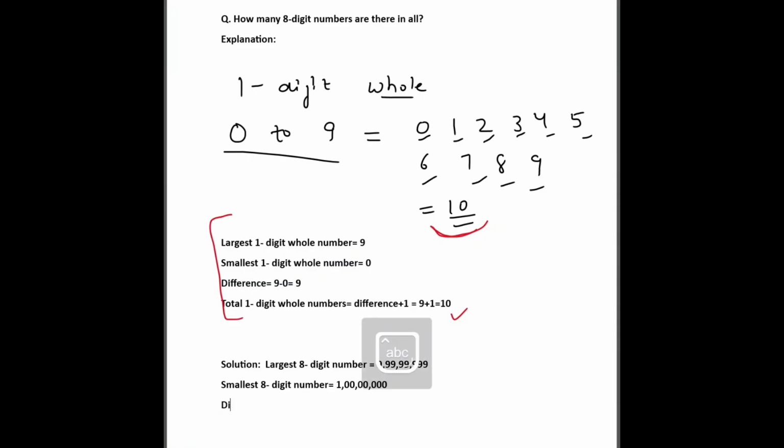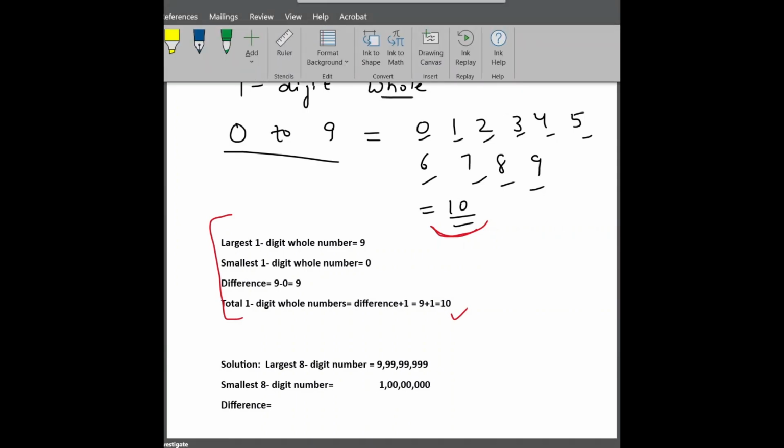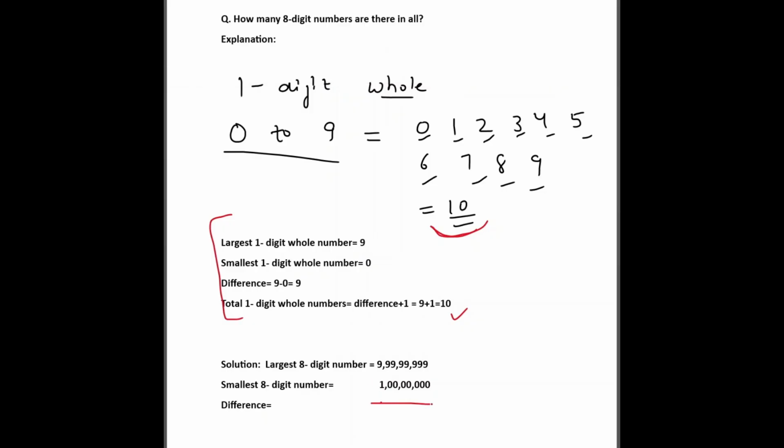Now find out the difference between the largest and smallest 8-digit number, so let's do the subtraction. You can subtract, putting it in the similar way so that you can easily do it. So here it is. The difference is 8 crore 99 lakhs 99,999. Correct?